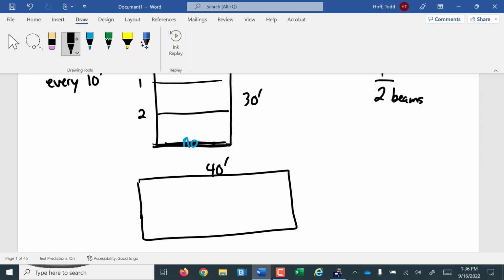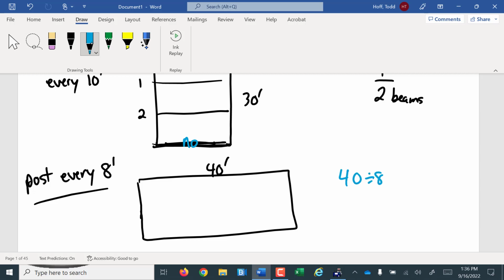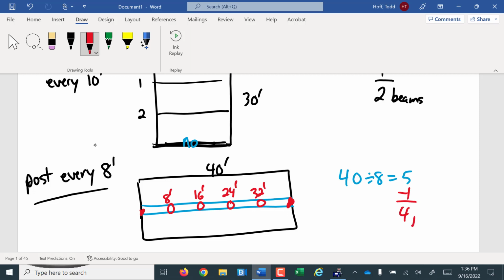Let's again look at a 40-foot run here. We want a post every 8 feet. How do we figure out how many posts we need? 40 divided by 8 is 5. So if we're looking at our beam across here, we have 1 at 8 feet, 1 at 16 feet, 24 feet, 32 feet. Do we need 1 at 40 feet? No, we've got a wall there. We don't need 1 here. So we subtract 1 again. We only need 4 posts.